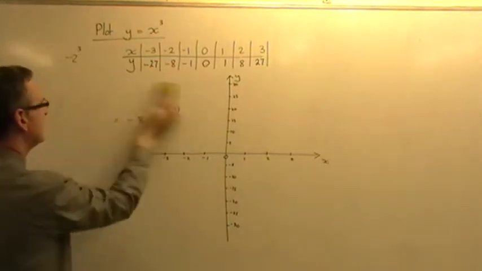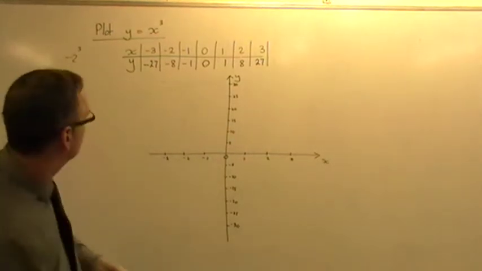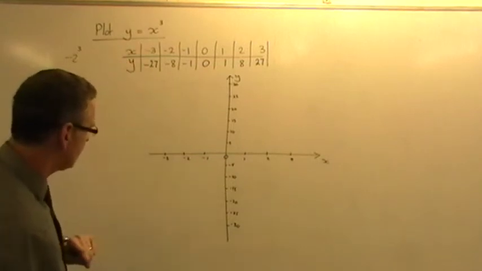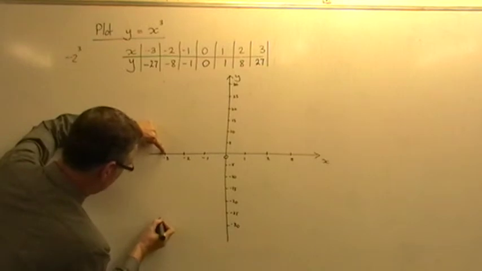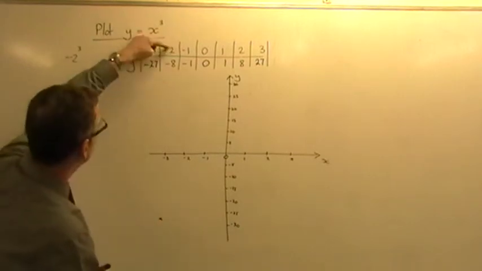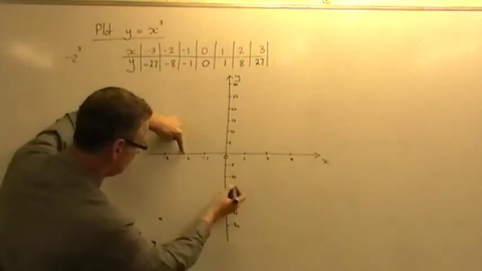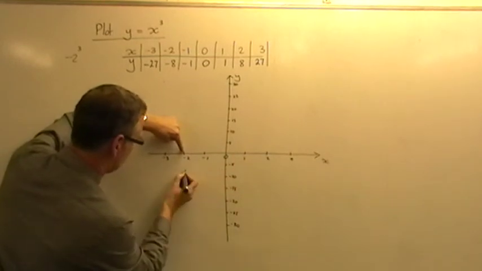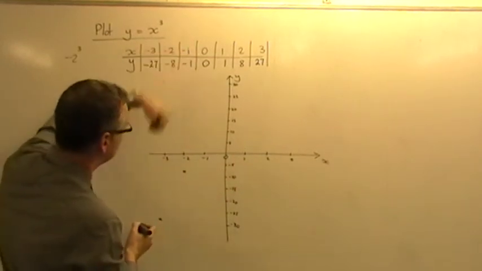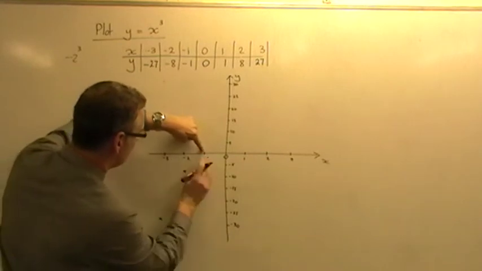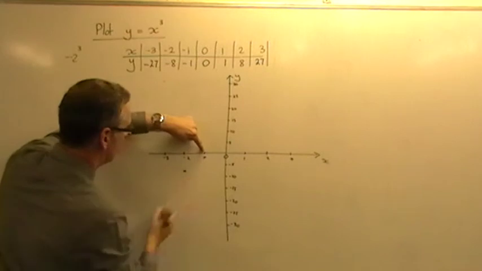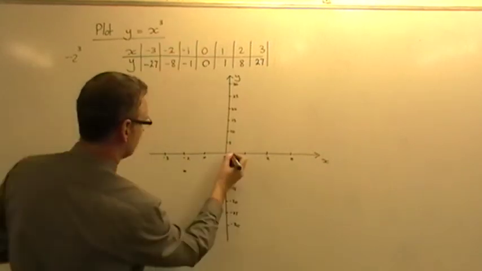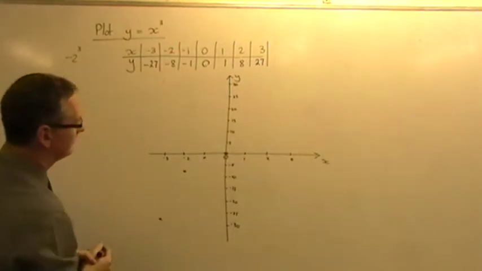Okay, I'll make some space, get rid of that. Here we go. Minus 3, minus 27. Minus 3 down to minus 27 on my graph is down there. Minus 2, minus 8 is about there. Minus 1, minus 1. Now I'll have to get rid of that so I can plot it. It goes about there. And then 0, 0 is smack in the middle.